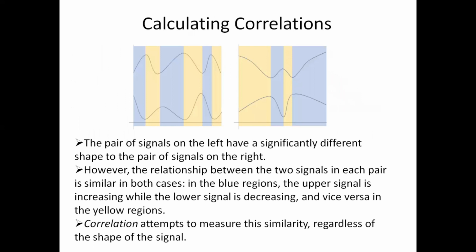The last one, the fourth feature that we are going to extract, is the correlation between the different data. To understand what correlation is, we have got two sets of data shown here. If you look at the first graph, the shapes of the signals look different from each other.